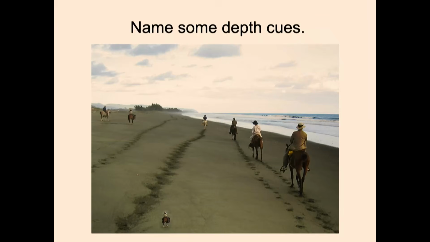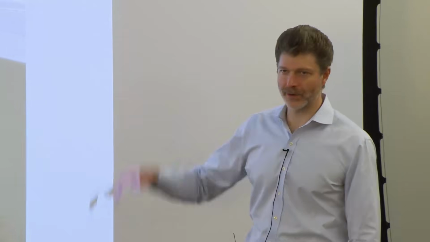What are some other depth cues that you can see here? Yep, in the background the mountains are kind of blurry. So that's what people call aerial perspective. The stuff gets blurry when it's further away. Anything else? Linear perspective. Yep, we got some converging lines there. Okay, good.